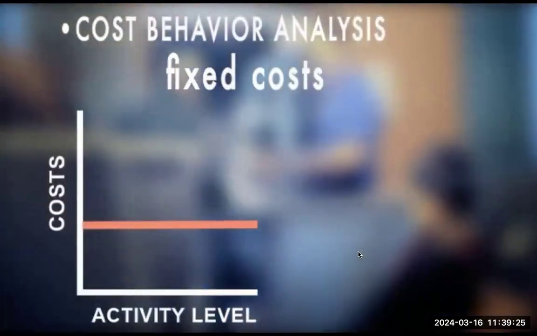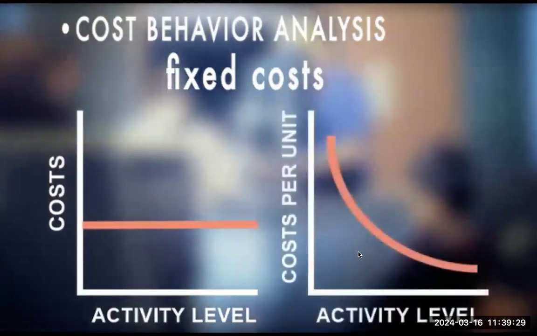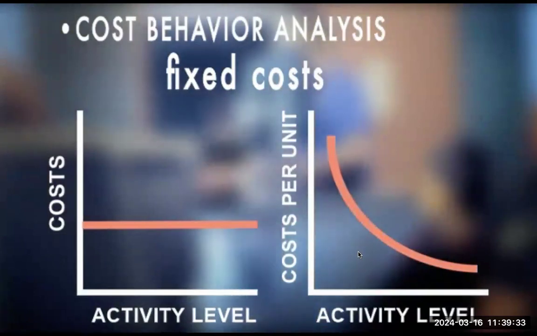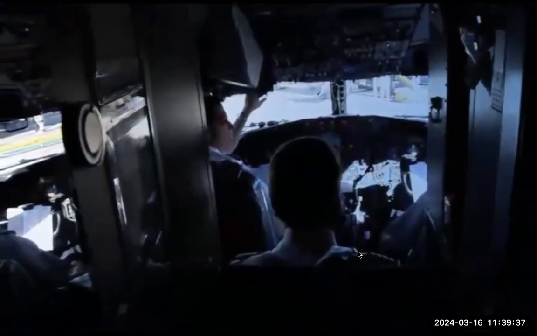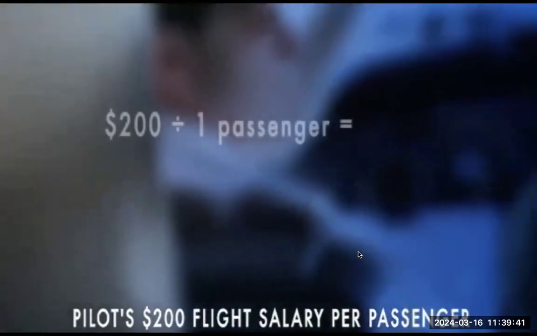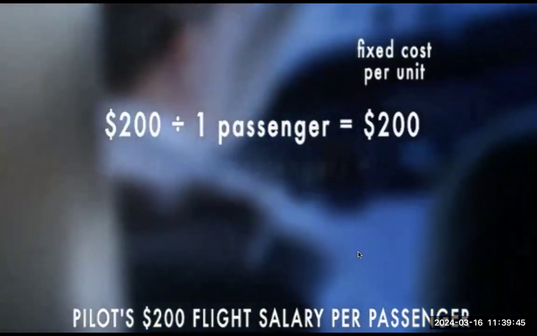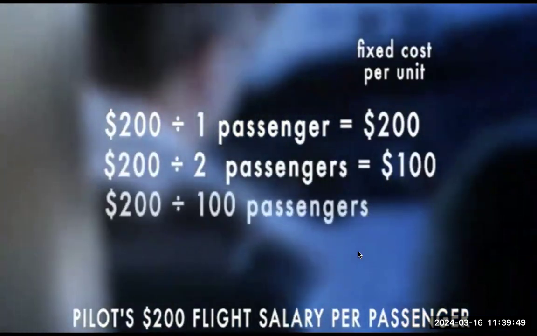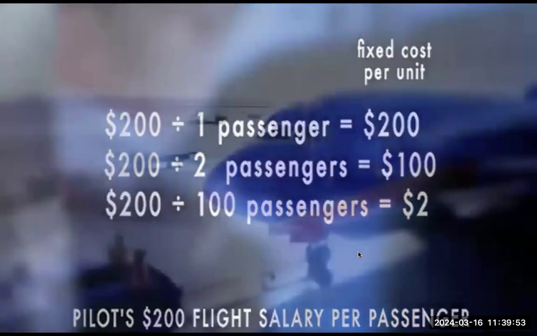Because total fixed costs remain constant as activity changes, fixed costs per unit vary inversely with activity. As volume increases, unit costs decrease, and vice versa. Thus, if we were to calculate the pilot's salary per passenger, for 1 passenger, the fixed cost per unit would be $200. For 2 passengers, it would be $100. And for 100 passengers, it would be just $2.